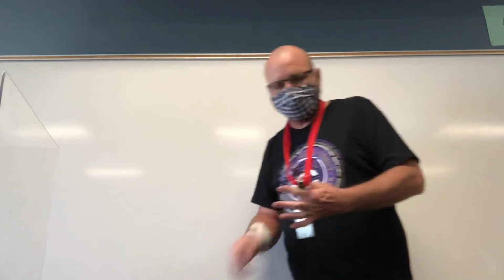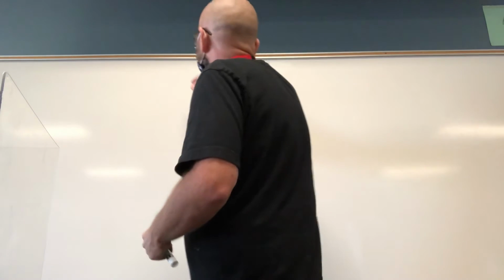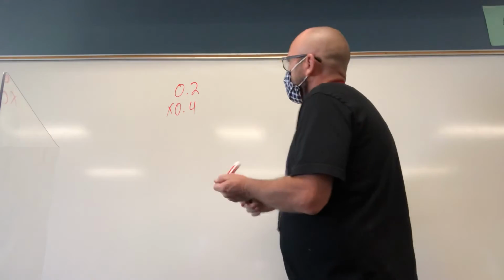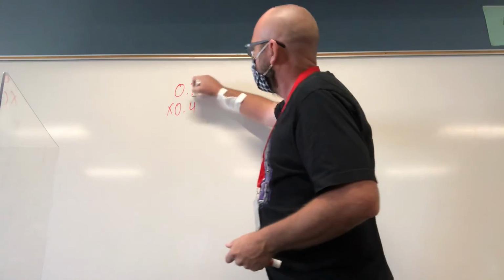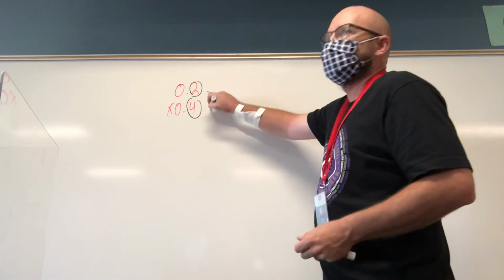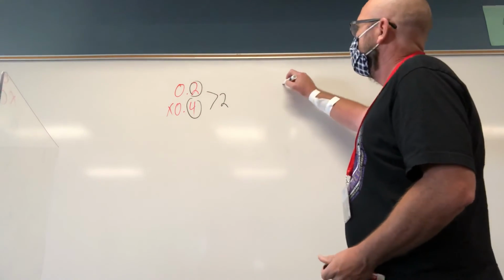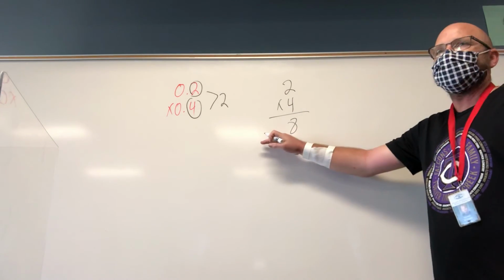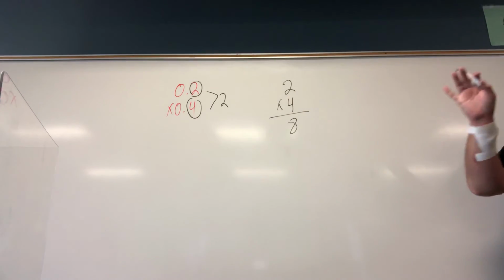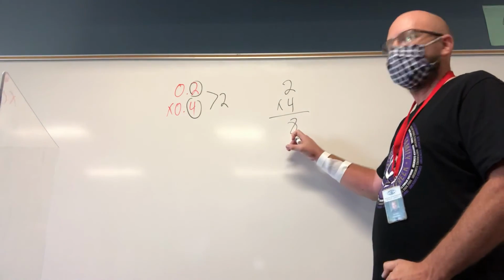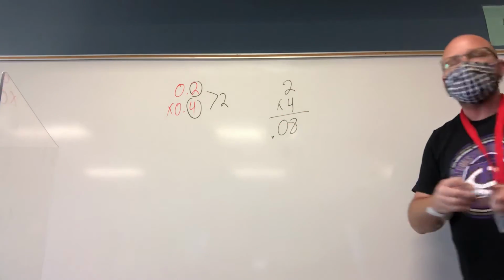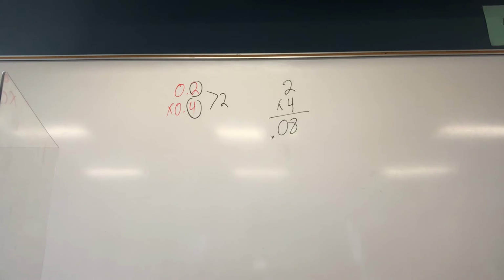And the second problem was 2 tenths times 4 tenths. How many numbers behind the decimal point in the problem? 2. So there has to be 2 behind it in the answer. 2 times 4 is 8, and I need 2 numbers behind the decimal point. I can't make it 80 and put 0.80, because then that equals 8 tenths. So if I put the decimal point in front of it, then it's 8 hundredths. Just like you did on the picture.